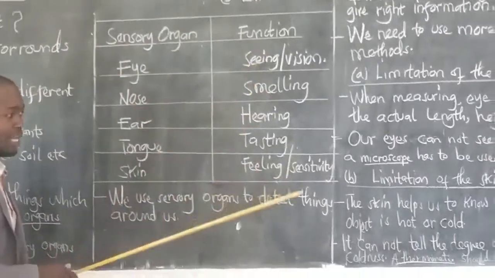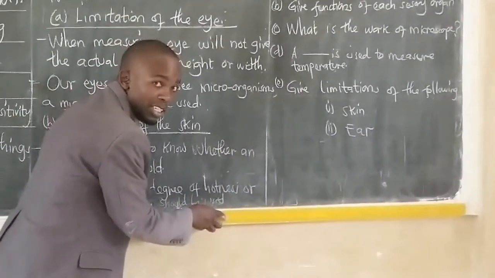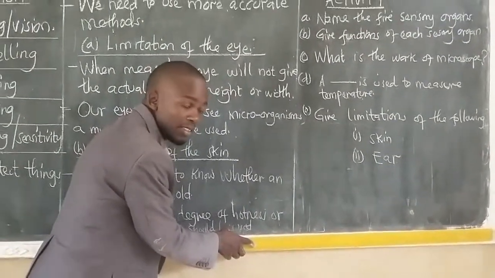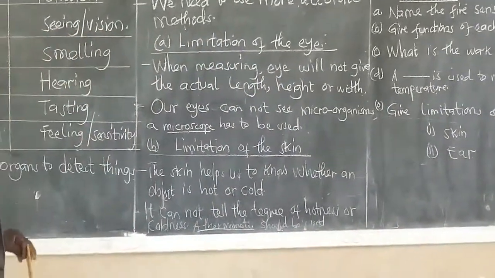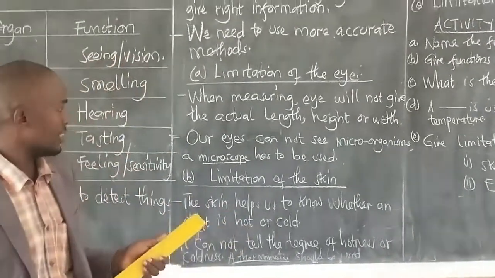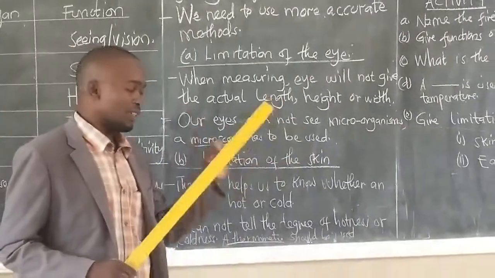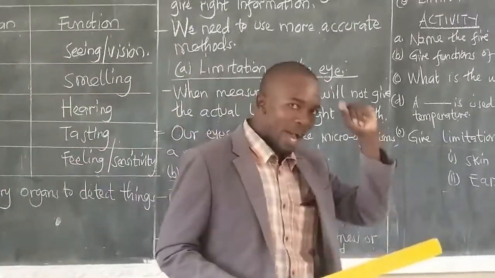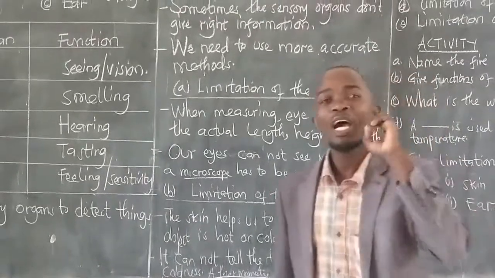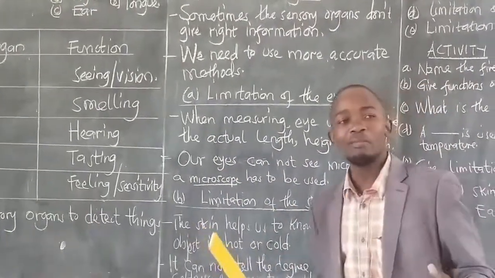When you want to measure the base of this wall, your eyes will only see, but will not be able to tell you the measurements or the figures. Because it can fail to tell you the accurate information, that is what is called a limitation. Sometimes our eyes cannot see microorganisms. The word micro means very minute, very small, that cannot be seen with our naked eyes. For example, microorganisms or germs, or sometimes you can call them pathogens.